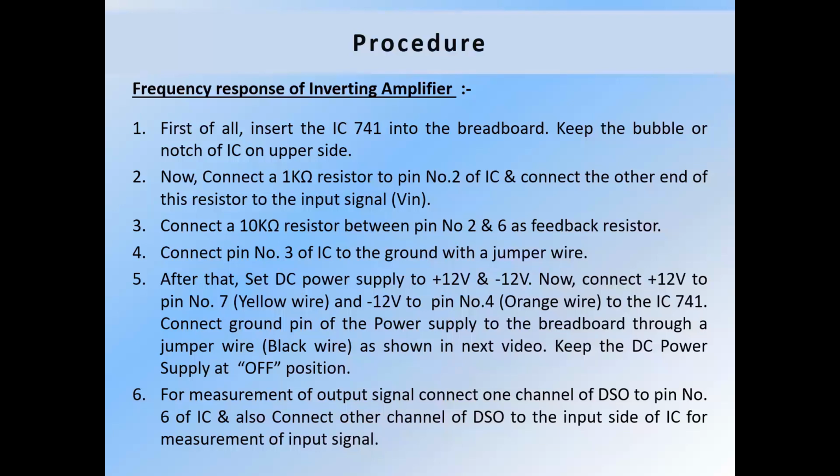After that, set the DC power supply to plus 12 volt and minus 12 volt. Now connect plus 12 volt to pin number 7 and minus 12 volt to pin number 4 of the IC741. Connect the ground pin of the power supply to the breadboard through a jumper wire as shown in the video, and keep the DC supply in off position. For measurement of output signal, connect one channel of the DSO to pin number 6 and connect the other channel of the DSO to the input side of the IC for measurement of the input signal.